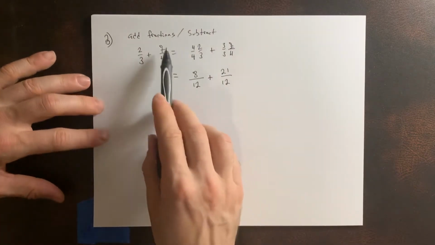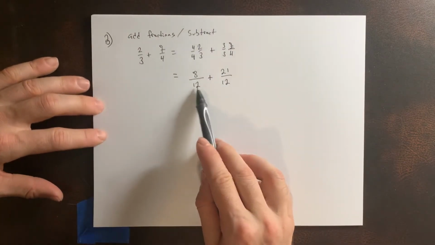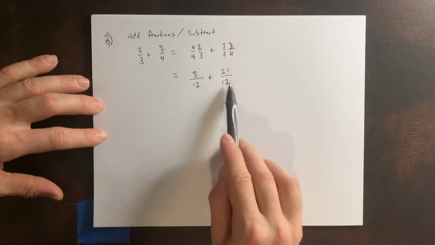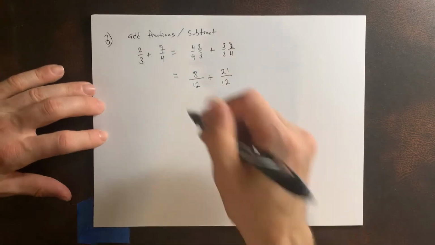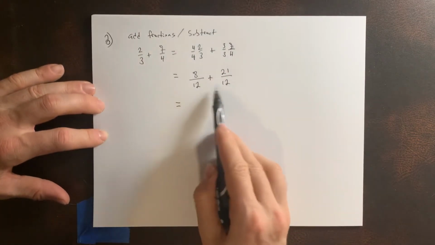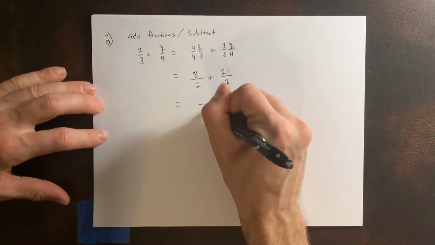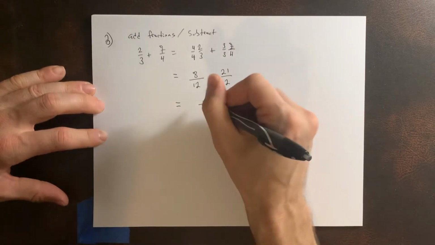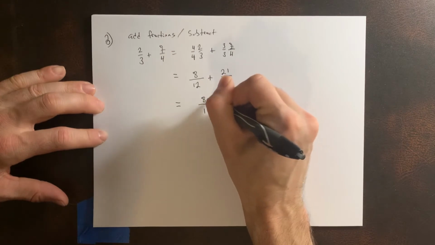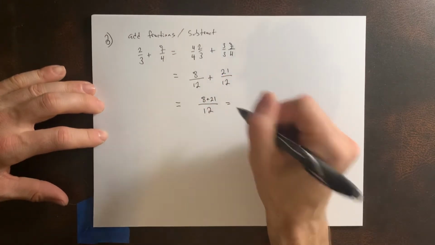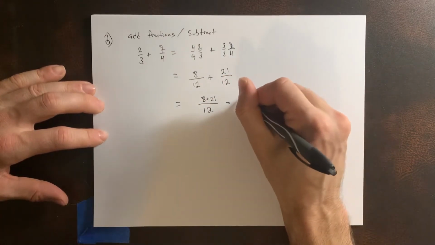So what we just did is we manipulated the original problem to now have the same denominator in each of the fractions. And once we have the same denominator, we can just add the tops and rewrite the denominator on the bottom. So the denominator is 12, and now we're going to add these tops. So 8 plus 21, which is going to be 29 over 12.